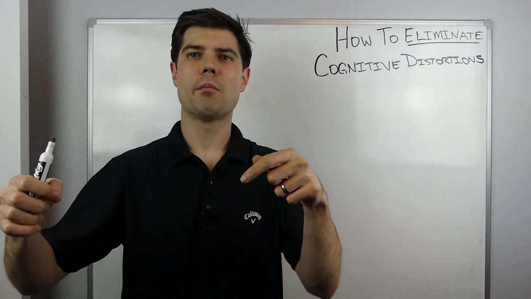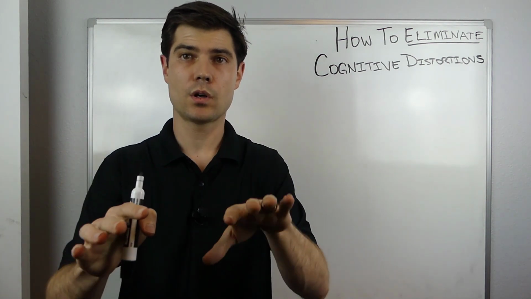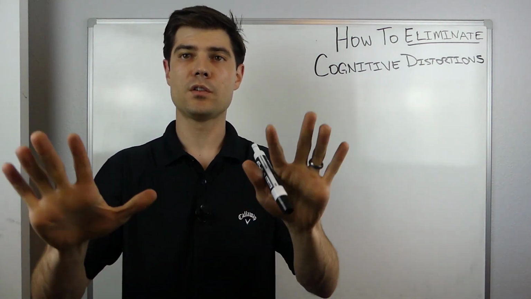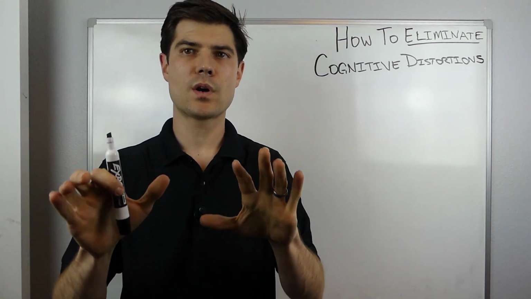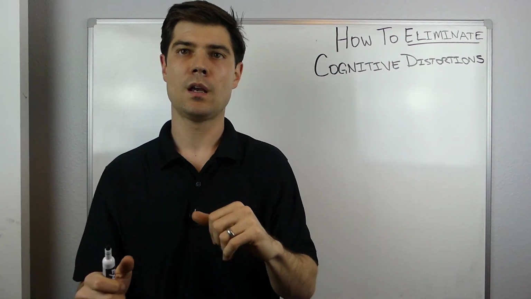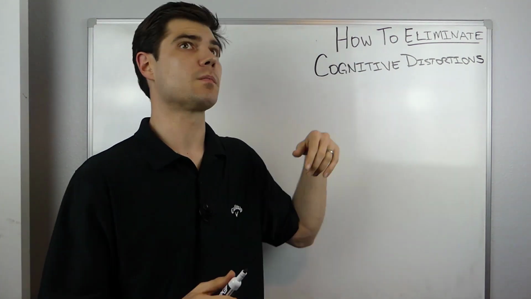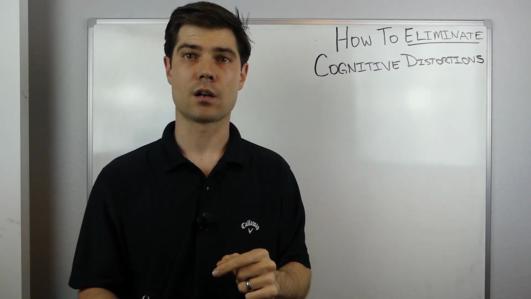Now, if you don't know what a cognitive distortion is, if this is a completely new word to you, I'm going to put a link to a video down in the description that's going to tell you exactly what a cognitive distortion is, as well as teach you the 10 thinking patterns that cause anxiety. But for the rest of this video, I'm going to assume that you already know what a cognitive distortion is, and you're trying to figure out how to get rid of it. And I'll teach you my 5-step process to eliminate cognitive distortions.